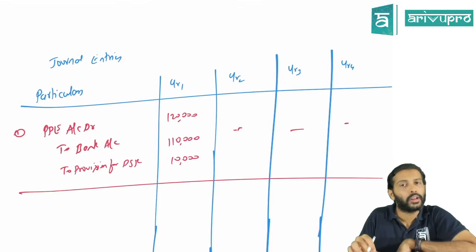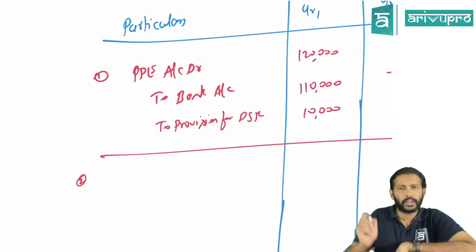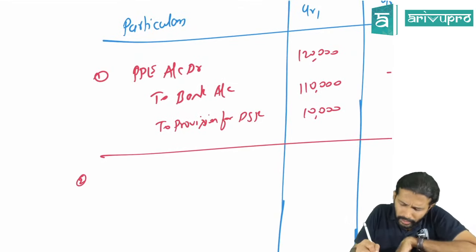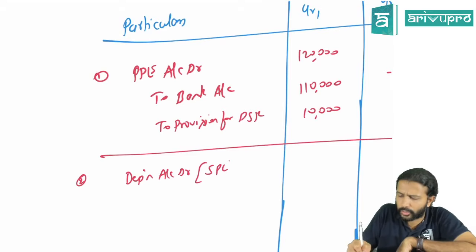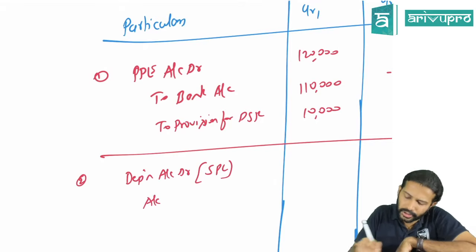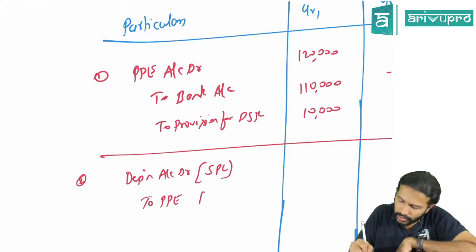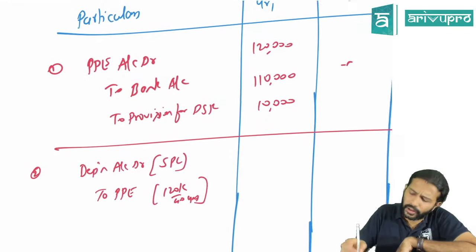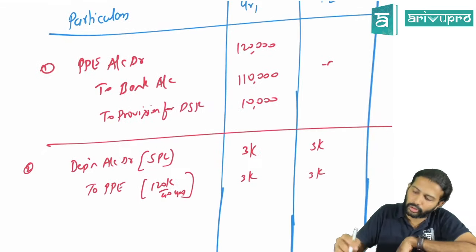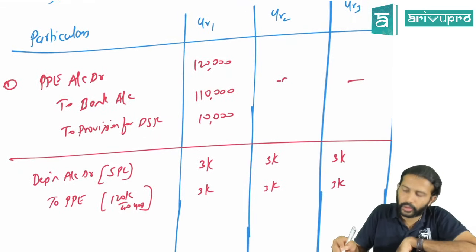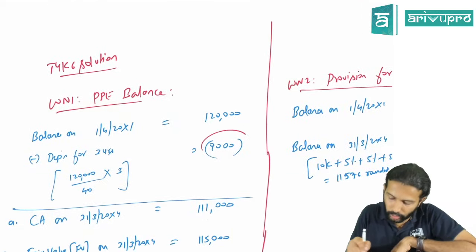Second entry will be what? This property, plant and equipment you will depreciate. So the journal entry for that will be depreciation account debit, which will be transferred to SPL. Depreciation account debit to property, plant and equipment every year. That will be 1,20,000. You will depreciate over 40 years, so every year depreciation will be 3,000. 3 years are over initially, so hence we took it as 9,000 in this working note, if you remember.